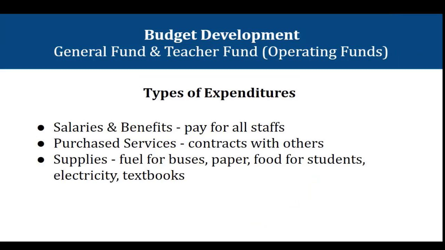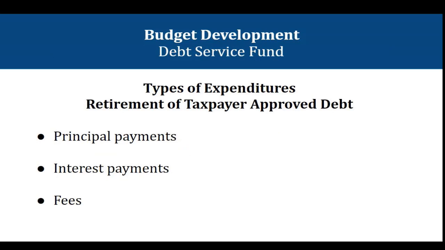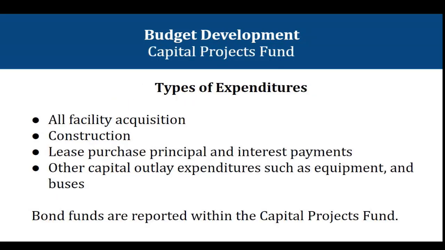So as we journey forward, when we talk with you about the general fund and the teachers fund, that is all about people and paying salaries for our teachers and all other staff within the district. We'll talk about purchased services in the coming meetings, as well as supplies that include books and fuel and paper and a variety of things. The debt service fund, again, retires the debt that includes principal, interest, and fees based on our bond approvals. And our capital projects, again, covers facility acquisition. The bond fund is a sub-fund of the capital projects fund and is reported to the state as a combined fund, but we do separate that out for you each month as we report to you.